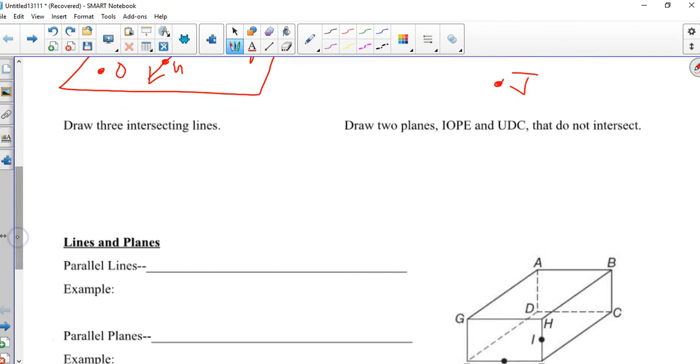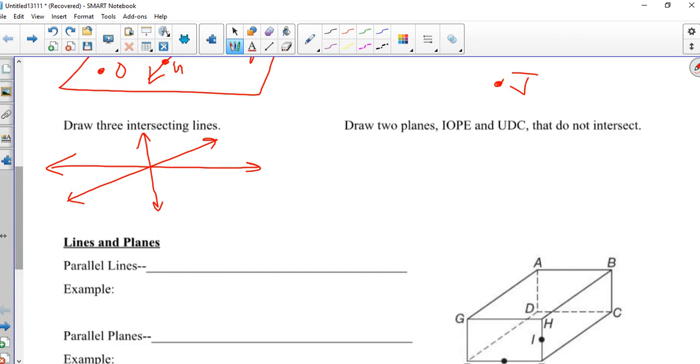Draw 3 intersecting lines. There's 1 line, no letters. 2 lines intersecting. And there's a 3rd line intersecting.